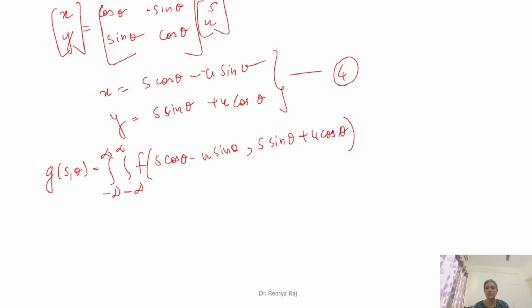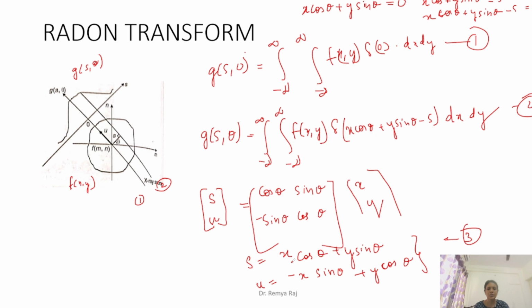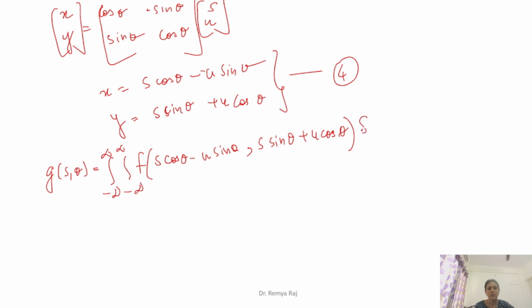What is the equation for s? s is equal to x cos theta plus y sin theta, right? So here del of x cos theta plus y sin theta minus x cos theta plus y sin theta will be equal to del of 0, right? Del of 0 into ds du. Now we are converting to the new coordinates, so the differential will be ds du. That is why x comma y is converted to s and u.